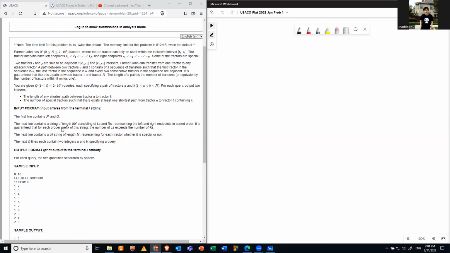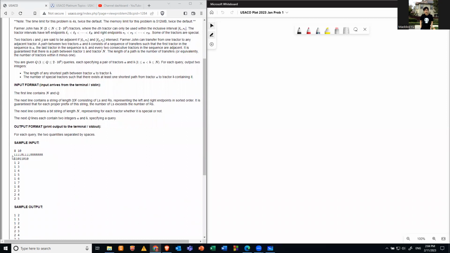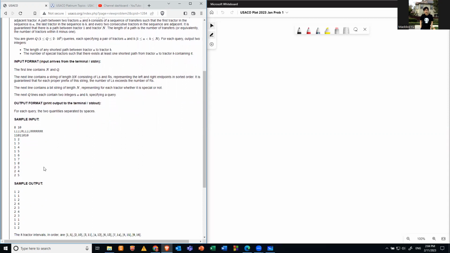So the question they're asking is, for example, in this case, tractor 1 is from here to here, tractor 2 is from here to here. If they give you a starting tractor and an end tractor, what is the shortest path, meaning the minimum number of jumps? The second question is, if some of the tractors are special tractors, how many of those special tractors will be in at least one of the shortest paths?